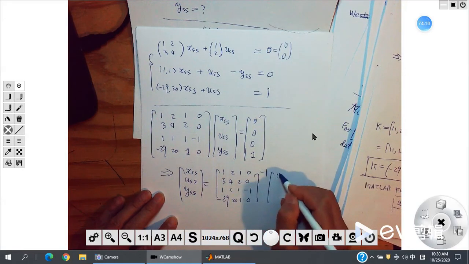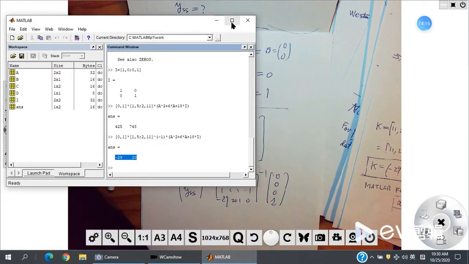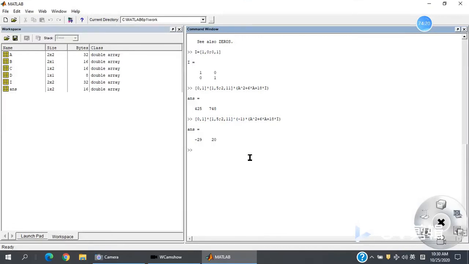The inverse times [0, 0, 0, 1]. Okay, I use MATLAB to find the inverse. I put something wrong, sorry. The inverse of the matrix times a column, and the column will be 0, 0, 0, 1.